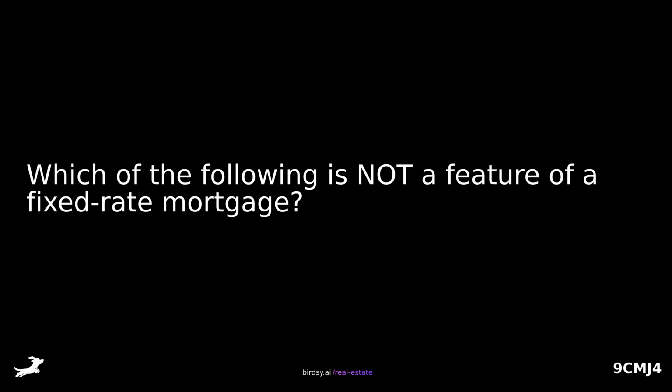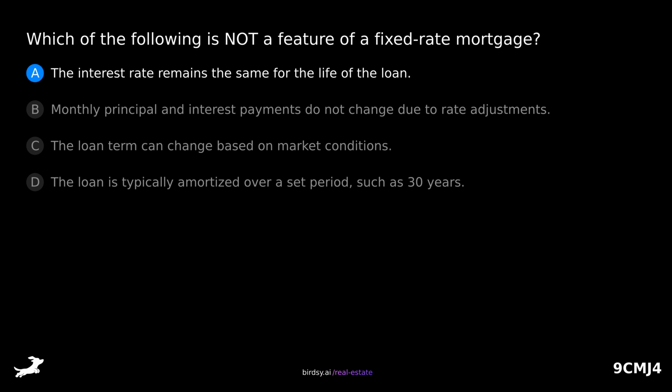Which of the following is not a feature of a fixed-rate mortgage? Is it A, the interest rate remains the same for the life of the loan? B, monthly principal and interest payments do not change due to rate adjustments? C, the loan term can change based on market conditions? Or D, the loan is typically amortized over a set period, such as 30 years?